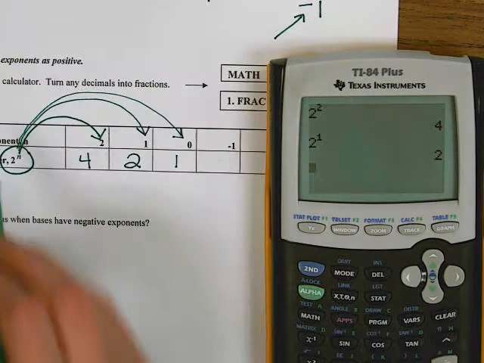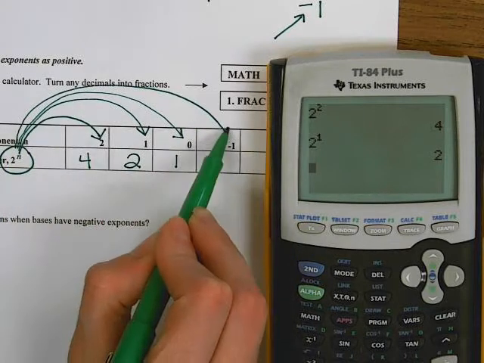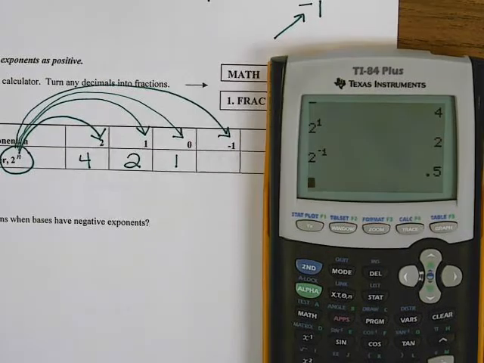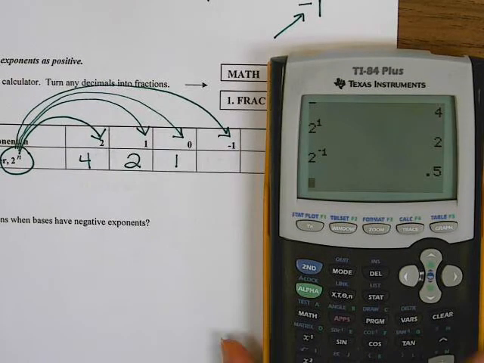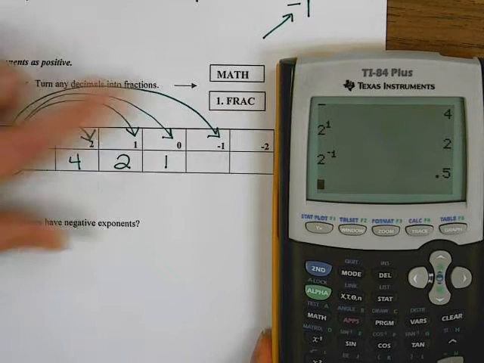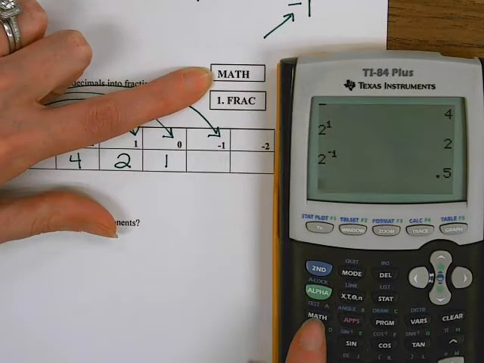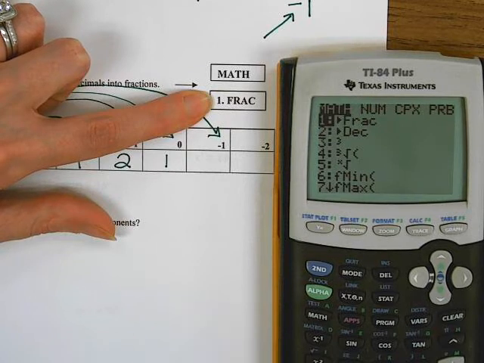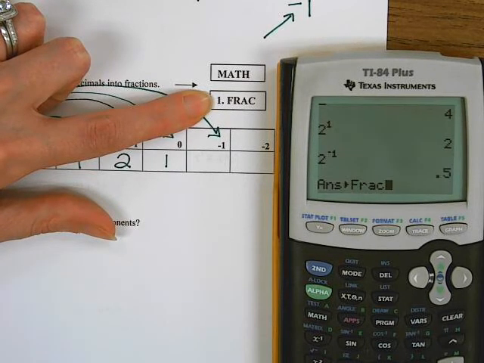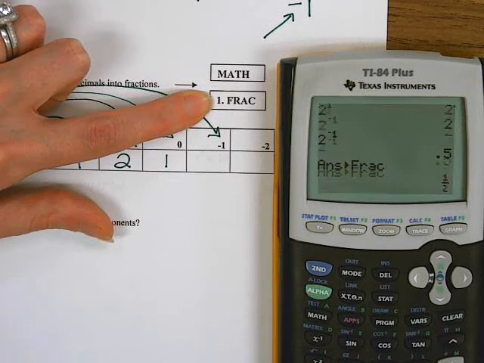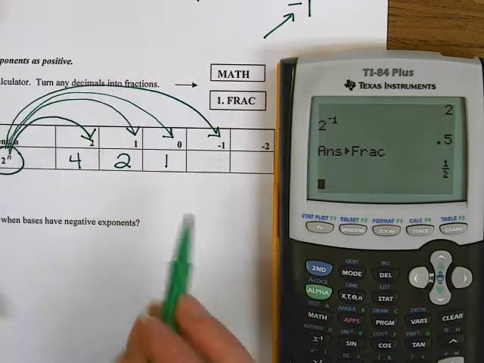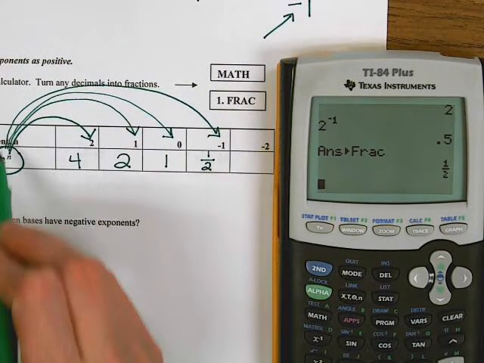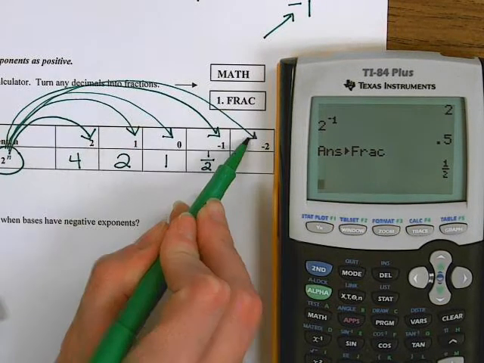And then do 2 to the -1 power. Now, I don't want you to write 0.5. I want you to write it as a fraction. So hit math and then hit enter on option 1, frac. And then hit enter one more time and it turns it into a fraction. So I would prefer 1/2 here. And then lastly, do 2 to the -2 power.